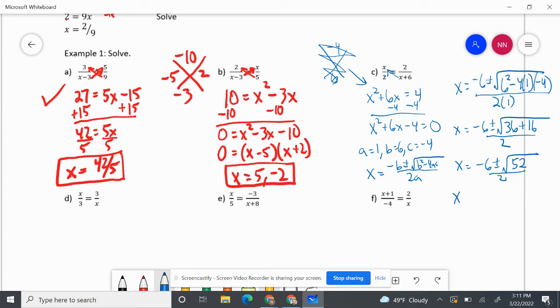Now 52 can be broken up into 4 and 13. The square root of 4 is 2. So what we have is x equals negative 6 plus or minus 2 square root of 13, and we divide it by 2. So our final answer, negative 3 plus or minus the square root of 13.